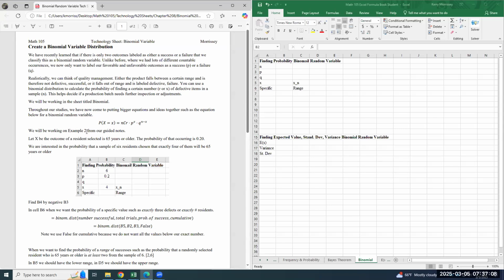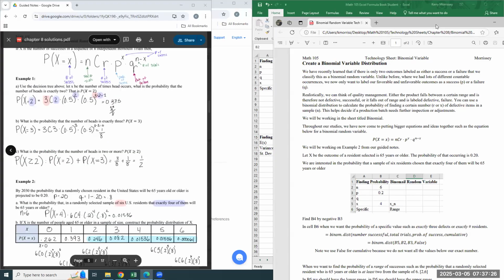We're going to be working from example 2 of our guided notes, where we talked about selecting somebody that was 65 years or older from a sample. So X is the outcome that a resident is 65 years or older. The probability of that occurring is about 20%. That's the information that we're working with.